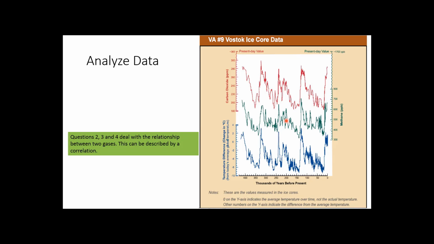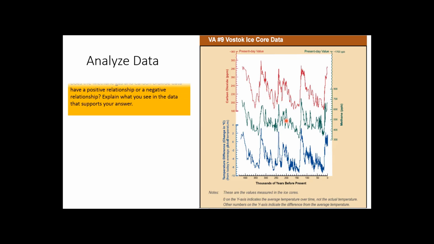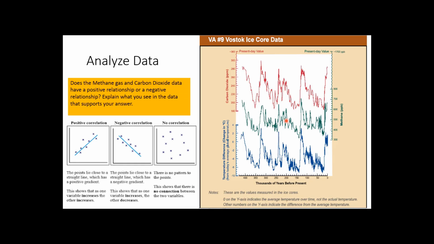So questions 2, 3, and 4 all deal with relationships between the gases. So we can talk about that as a correlation. A correlation is when you have a set of data, if that set of data is in a direction, so that you can move a straight line through it, then we say it has a positive correlation. If those points kind of lead in a negative direction or downwards, that's a negative correlation. Or if the points are just scattered everywhere, there's no correlation. So correlation is some kind of relationship between a positive or negative degree.